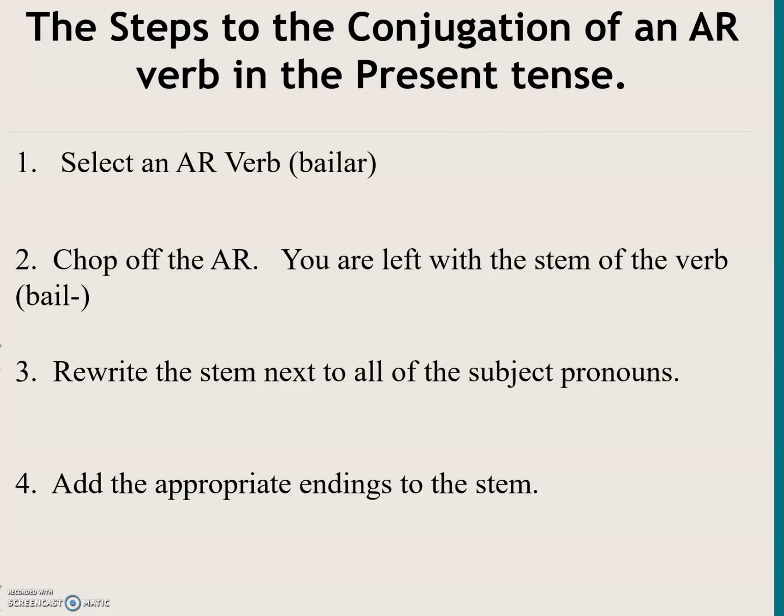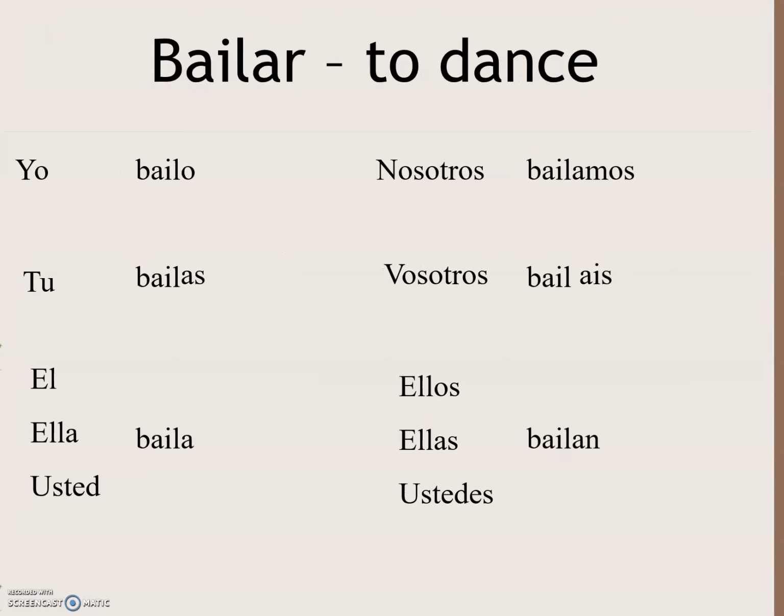So the endings for each verb, for each pronoun are these. The verb bailar becomes yo bailo. So the ending is O. Tú bailas, S is the ending. Él, ella, and usted baila. Nosotros bailamos. Vosotros bailáis. Ellos, ellas, and ustedes bailan.